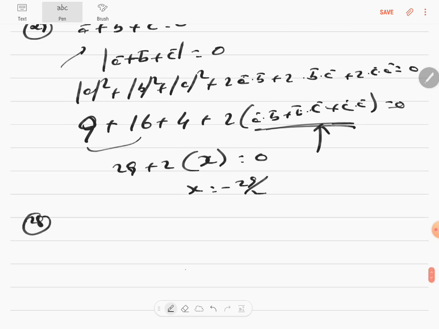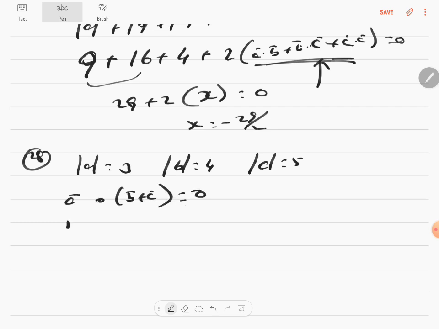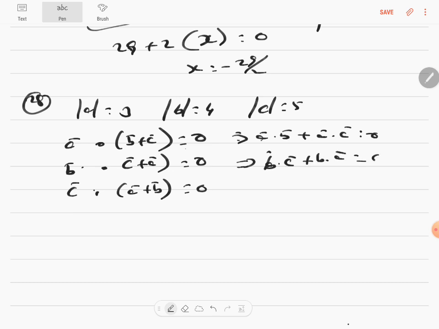Let's go to example 28. Example 28 has 3 vectors A, B, C where magnitude of A is equal to 3, magnitude of B is equal to 4, magnitude of C is equal to 5, and each of them is perpendicular to the sum of the other two. A is perpendicular to B plus C vector, which means the dot product of this will be 0. B is perpendicular to C plus A, and the dot product of this will be 0. C will be perpendicular to A plus B, and the dot product of this will be 0, which means A dot B plus A dot C is equal to 0. This implies B dot C plus B dot A is equal to 0. This implies C dot A plus C dot B is equal to 0.